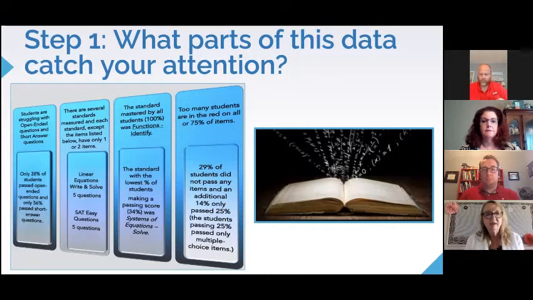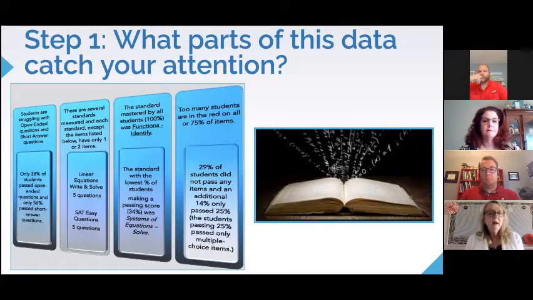Another thing that stood out was that there are several standards being measured, and each standard, except for a couple that I'll mention in just a second, only had 1 or 2 items. There were 5 questions on linear equations, write and solve, and 5 questions on a category called SAT easy questions. There was one standard that everyone scored 100%, which was functions identity. And the standard that had the lowest percent of students making a passing score, which was 34% of students, was systems of equations solved.